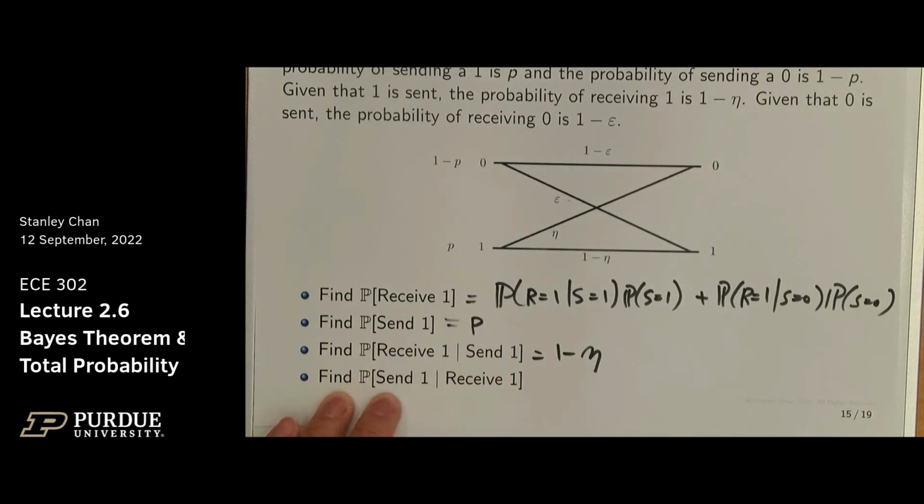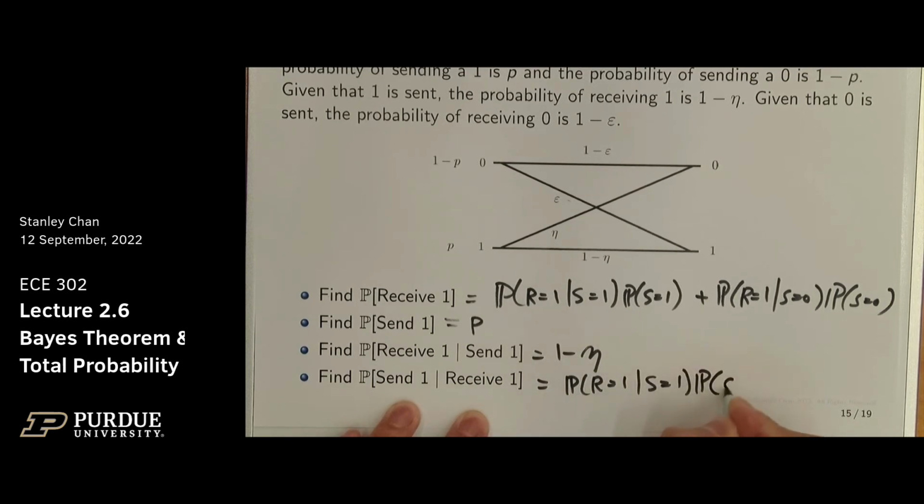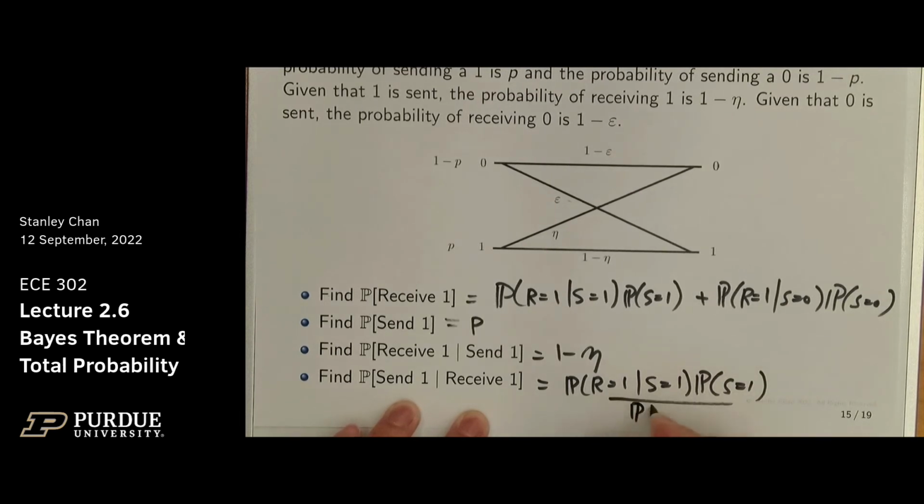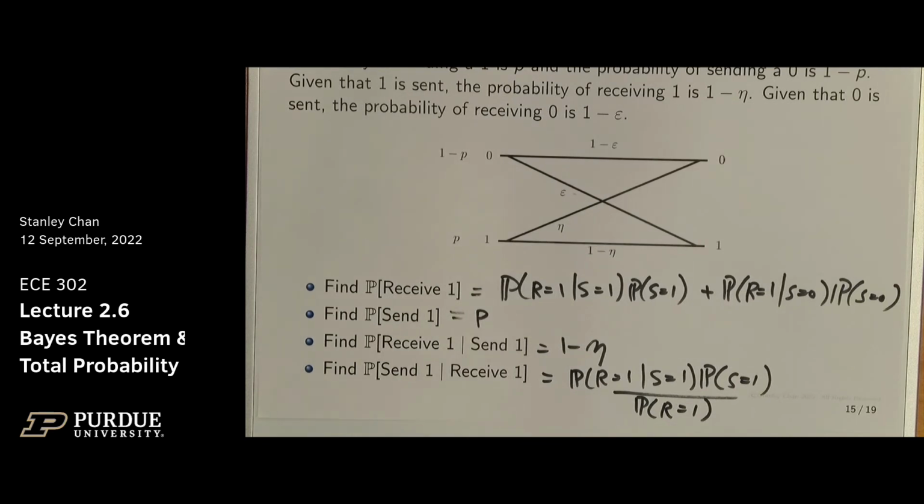The last one is interesting. You send a 1, given that you receive a 1. And so this is the probability that you receive a 1, given that you send a 1, times the probability of send 1, divided by the probability that you actually receive 1. That's the Bayes theorem. So you can plug in and then find the results.